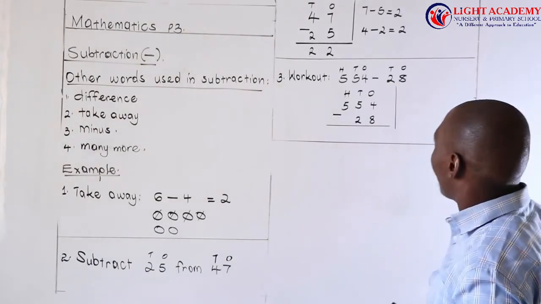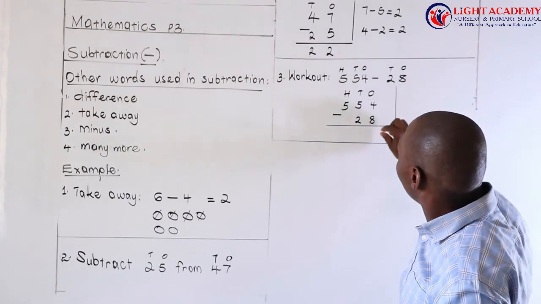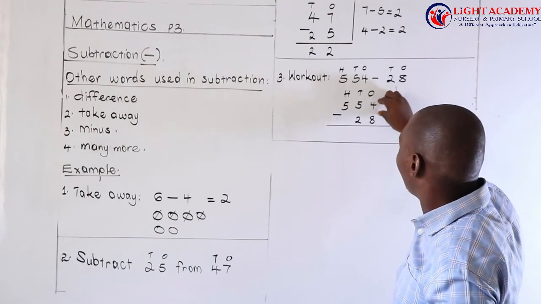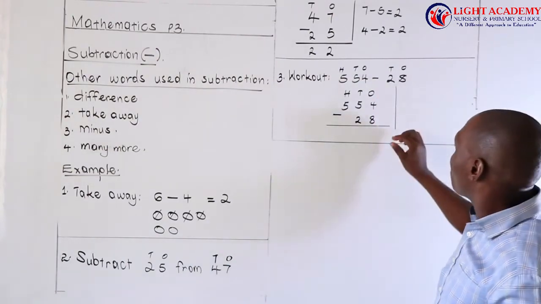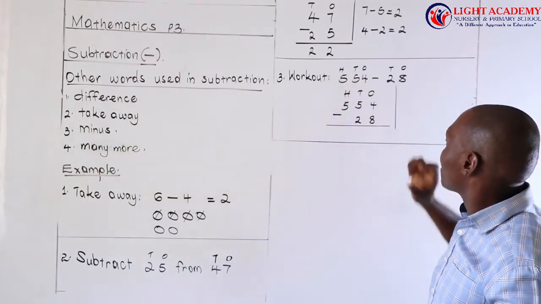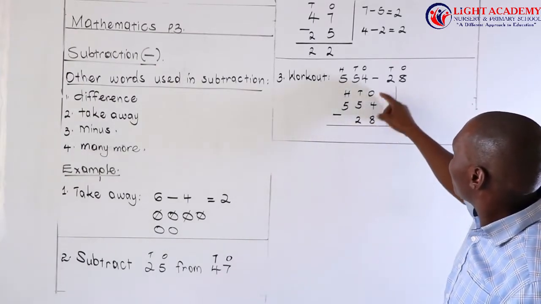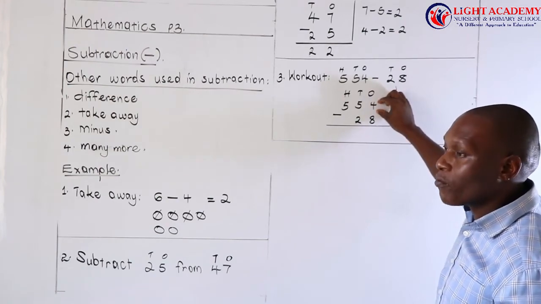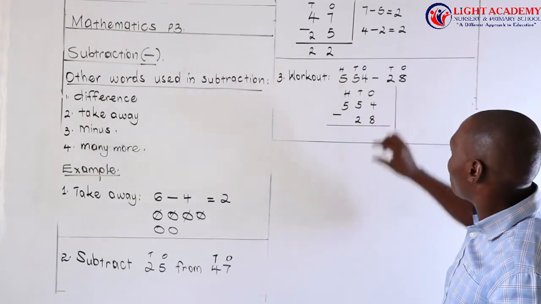Then we shall come and say, starting from the 1's place value, I'm subtracting 8 from 4. The number up is smaller than the number down. So it is impossible to subtract 8 from 4. Therefore, what am I supposed to do? We shall go from the 1's place value, the number I'm having is smaller than what I'm supposed to subtract from it. So that subtraction is impossible.